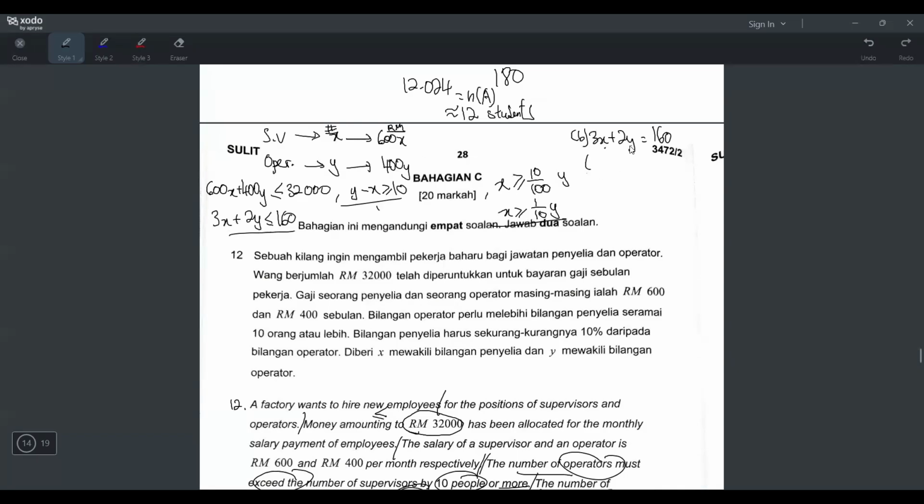And then if the equation other x, other y, you open bracket. Next one, y minus x equals 10. So other x, other y, bracket. And then last line, x equals 1 over 10y, and then bracket.